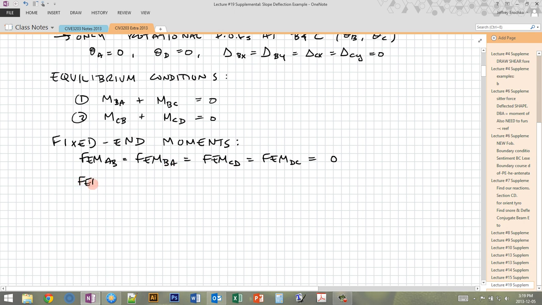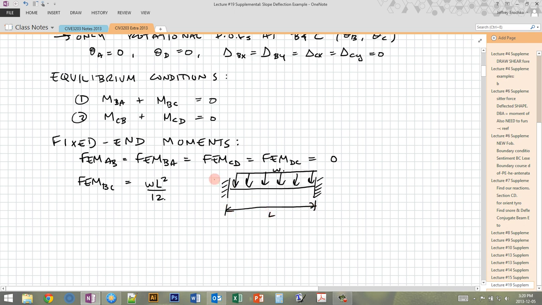Then for BC, which has the distributed load, we know that the fixed end moment is going to be WL squared over 12. That we usually get from a table of fixed end moments, which includes a bunch of fixed end beams that look like this with different loading conditions on them. Usually you find those in the back of your textbook. So if this has a load of W and a length of L, then we know that these reaction moments at both sides are going to be WL squared over 12.